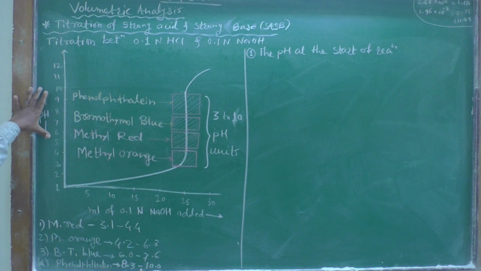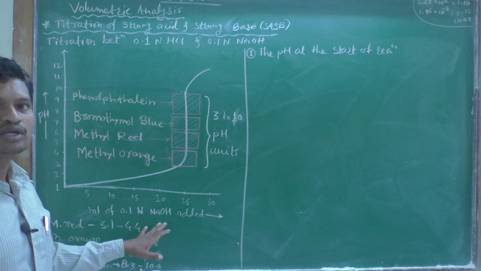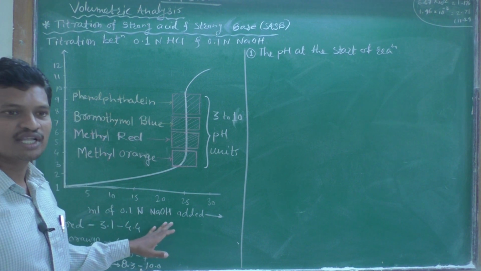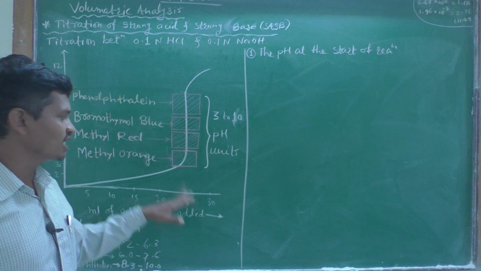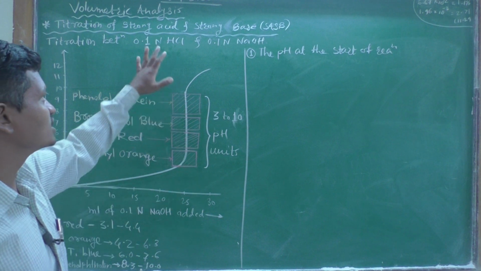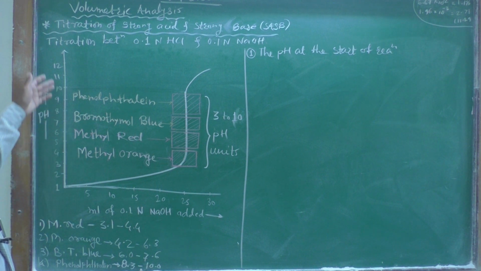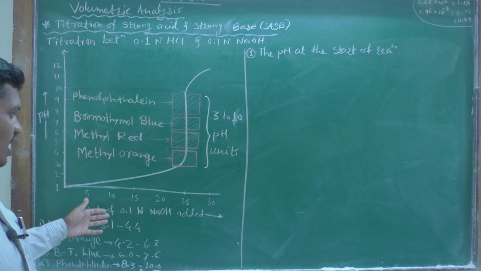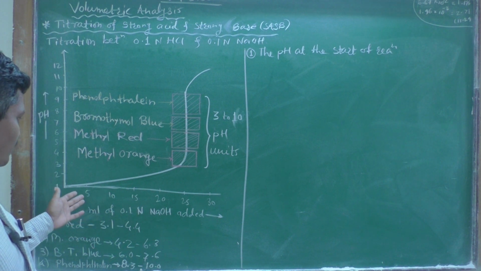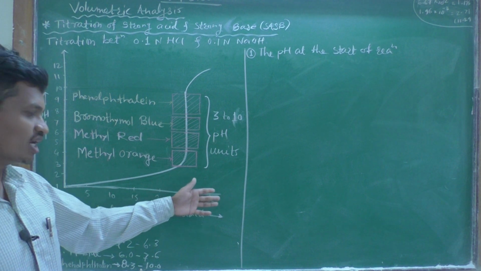So this is the graph of pH of the solution in the conical flask versus ml of 0.1 normal NaOH, that is base added from the burette, and this graph is showing the nature of the titration curve for this strong acid and strong base pair. You can see here the pH is changing from 1, 2, 3, 4 up to 12, and on the graph the volume of NaOH added is 5 to 30 ml.